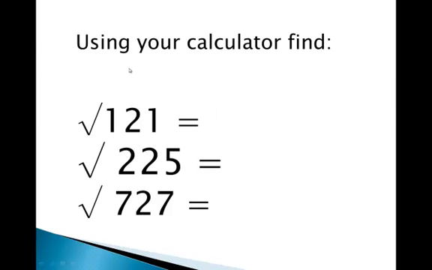So please pause the video now and calculate the square root of 121, the square root of 225, and the square root of 729. So the answers are 11, 15, and 27. So again, if you had problems calculating these with your calculator, please speak to one of your teachers.